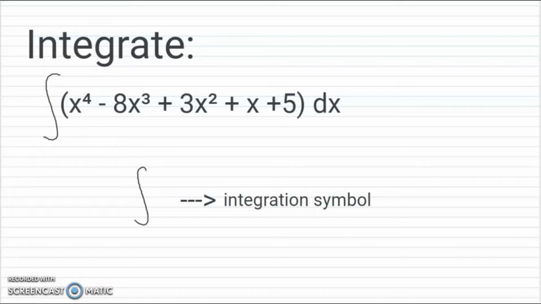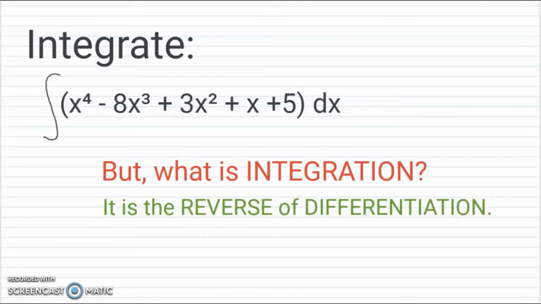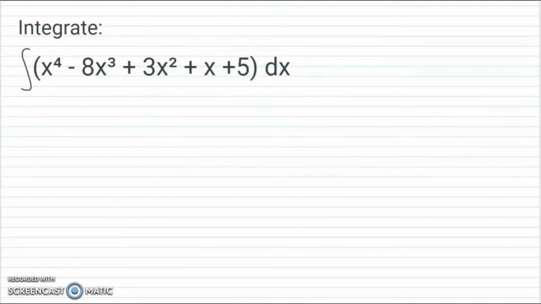This wormy symbol that you see is the integration symbol. So when you see that, that means you are solving an integration problem. But what is integration? It is actually the reverse of differentiation. Now, to answer this example problem, we'll be needing some basic integration rules.